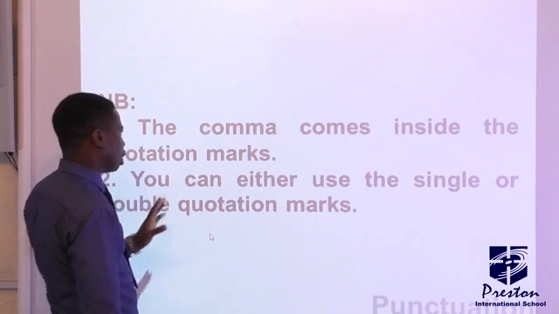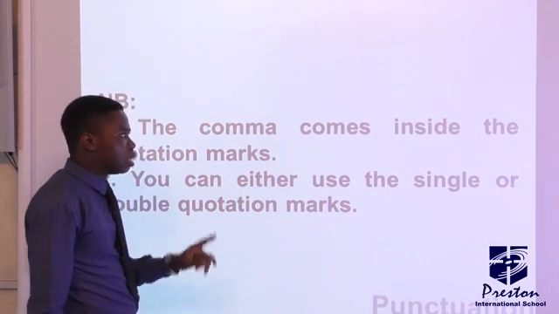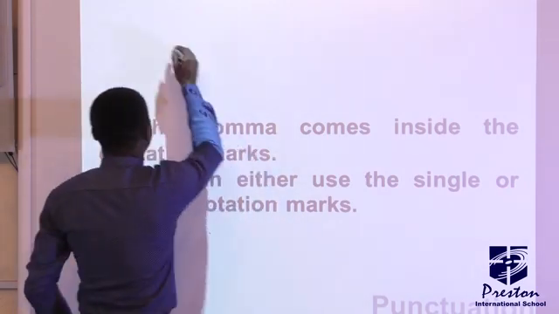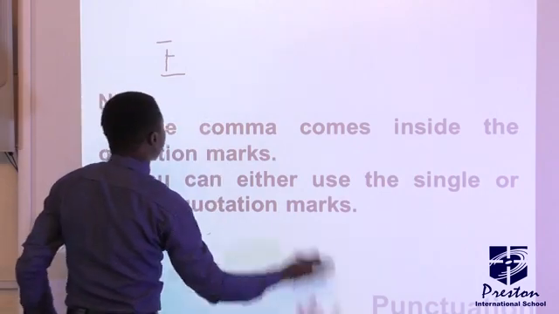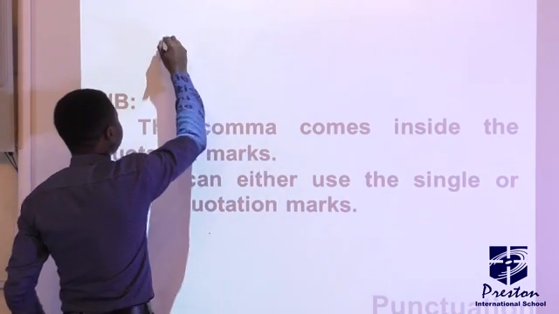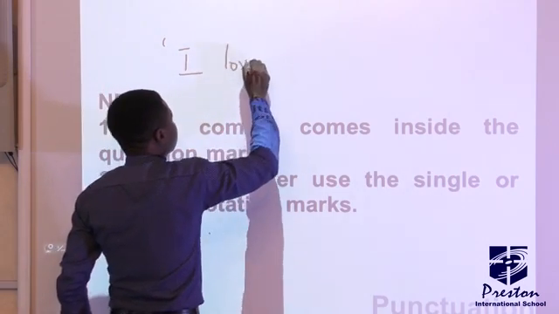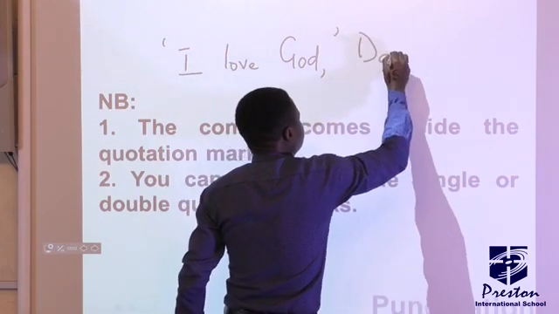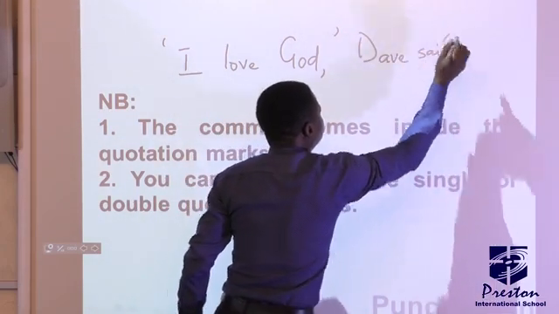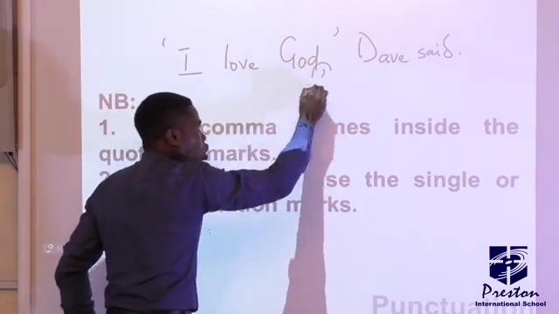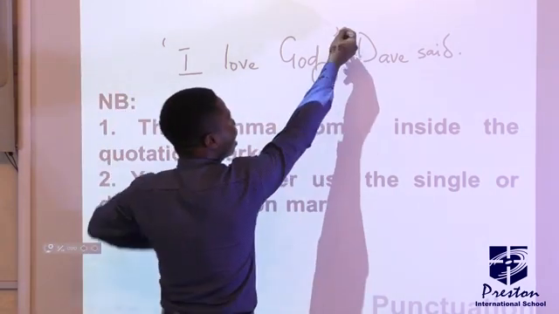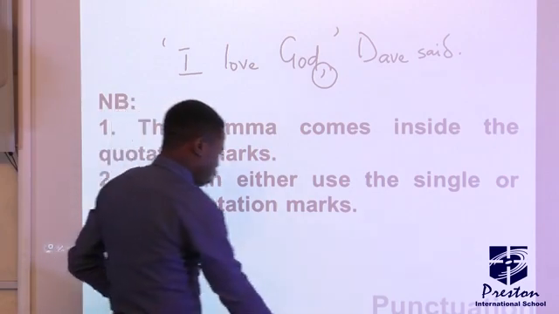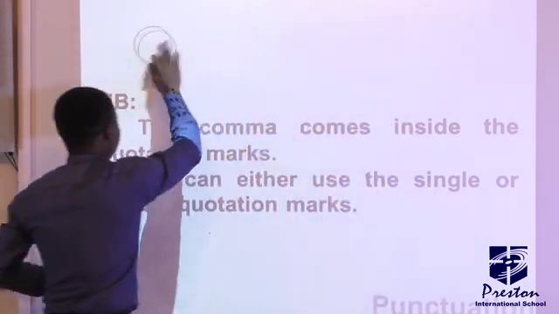Now, next slide. There are some things we need to pay attention to with respect to the use of quotation marks. One, the comma always comes inside the quotation mark. Let me give an example: a sentence like this, 'I love God,' Dave said. So your comma has to come in this kind of situation. It should not come after the closing of the quotation mark. Then you can use either the single or double quotation marks whenever you have to use them.